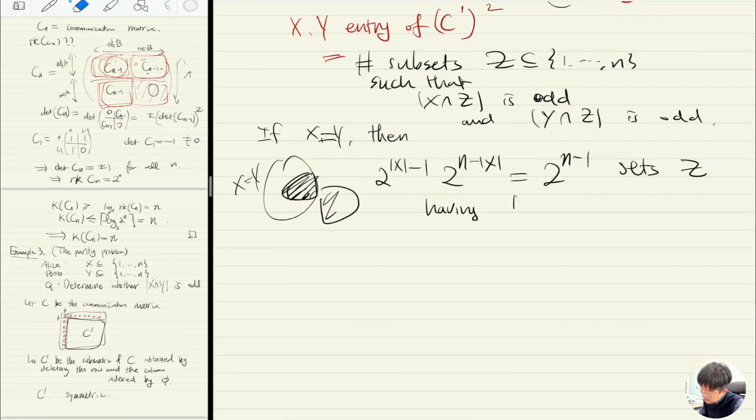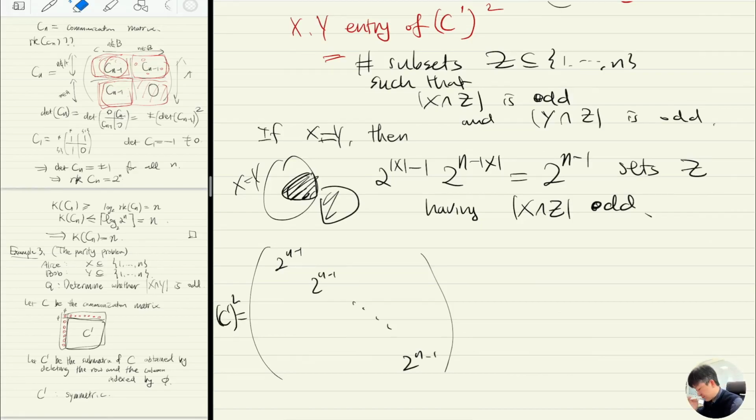So these are the sets having odd intersection. These are the diagonal entries, so 2 to the n minus 1, 2 to the n minus 1. So that's C prime squared. What about the off-diagonal entries? If X is not equal to Y, what's going to happen?